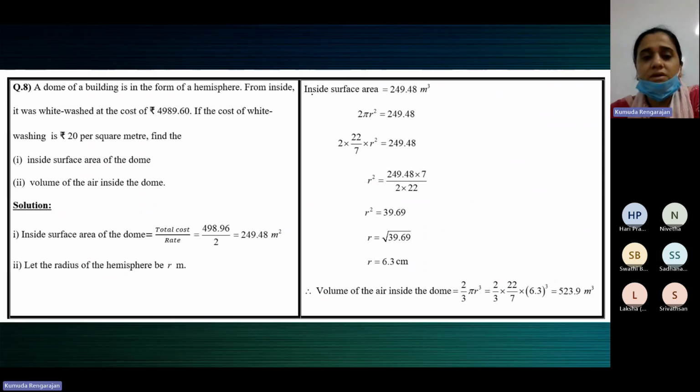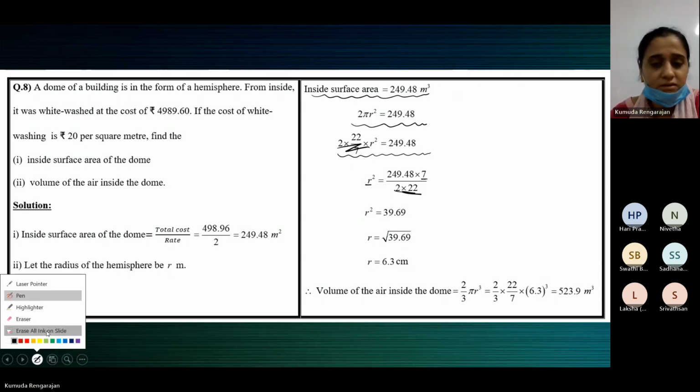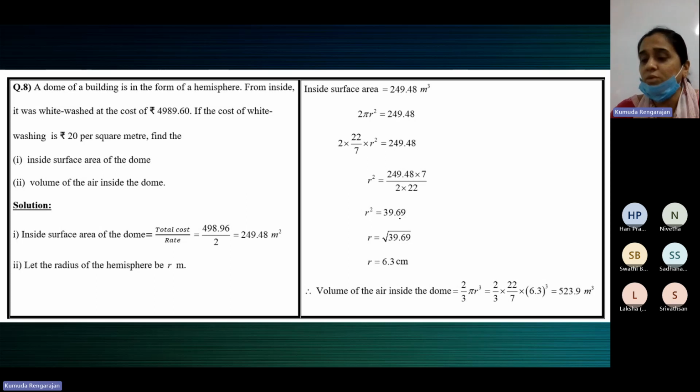So see here, children. Look at the working here. Inside surface area is 249.48. That is the CSA. That means 2 pi r square is equal to 249.48, correct? 2 into 22 by 7 into r square is equal to 249.48. So r square will be equal to, the 7 will go up to the numerator. 2 and 22 denominator. When you simplify, you cancel, you get 39.69.